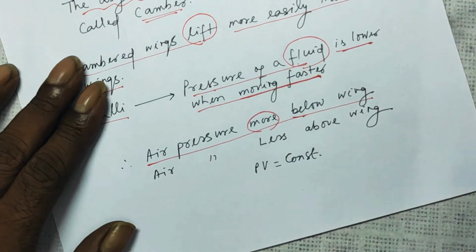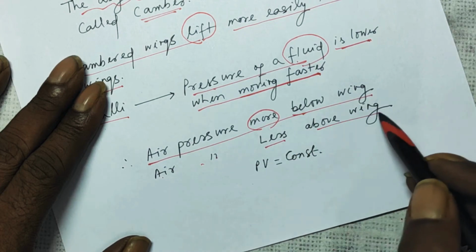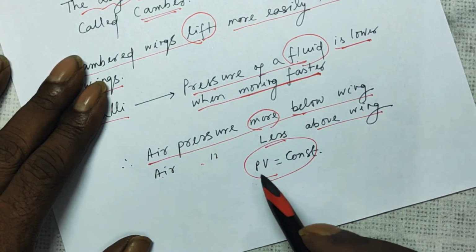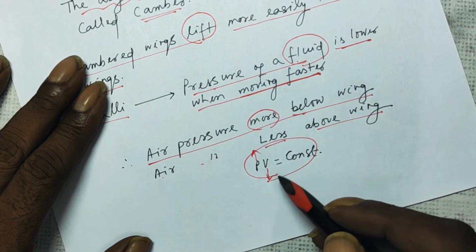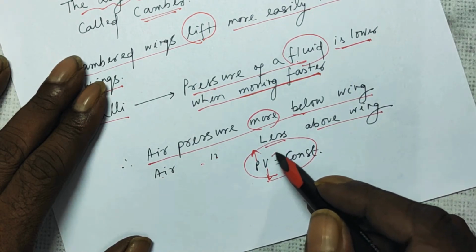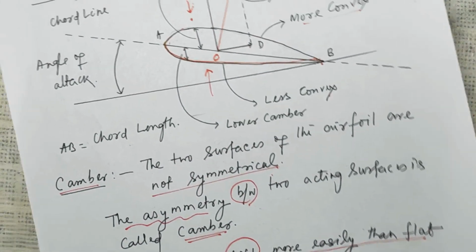Similarly, air pressure is less above the wing, and this is your Bernoulli's theorem. If pressure is more, velocity is less. Or you can say if velocity is more, pressure is less. So let us discuss the problem.